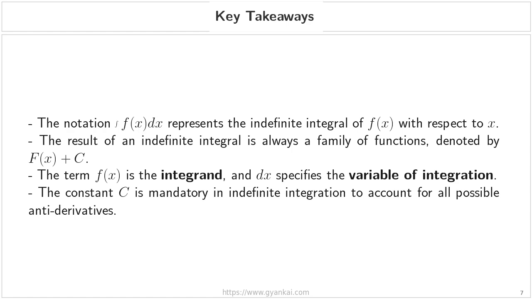Finally, the constant c is mandatory in indefinite integration to account for all possible antiderivatives. I can't stress this enough. Leaving out the plus c is a very common mistake. It means you've only found one possible antiderivative, not the general solution, which includes all possible vertical shifts. So, to reiterate, mastering this notation is key to successfully tackling integration problems. Make sure you understand what each part represents, and remember to always include that constant of integration, c.